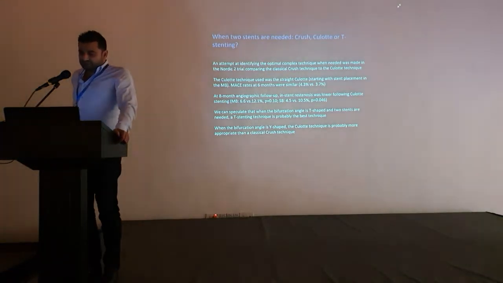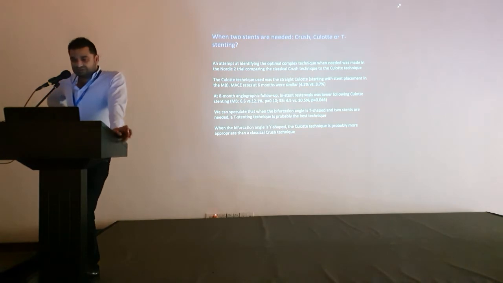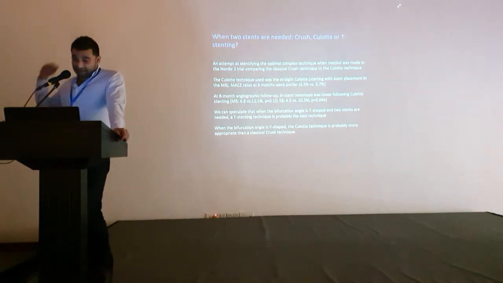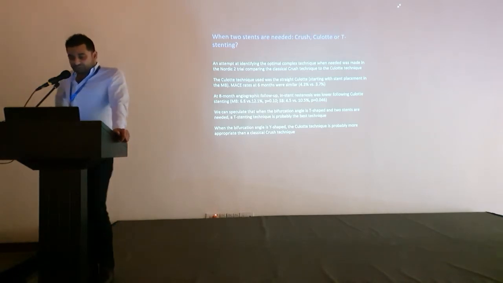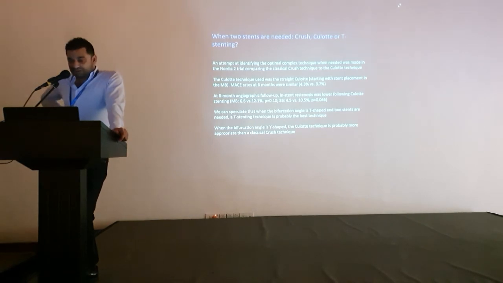So what strategy to use? Crush, culotte, T-stenting? An attempt at identifying the optimal complex technique when needed was made in the Nordic 2 trial, comparing the classical crush to the culotte technique. The culotte technique used was a straight culotte, which starts the stent placement in the main branch rather than the side branch. MACE rates at 6 months were similar, 4.3 versus 3.7%. At 8 months, angiographic follow-up showed in-stent restenosis was lower following culotte stenting compared to crush stenting.